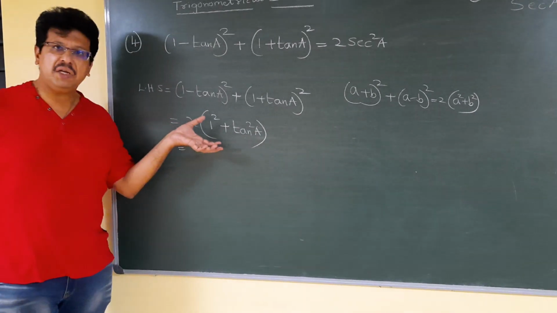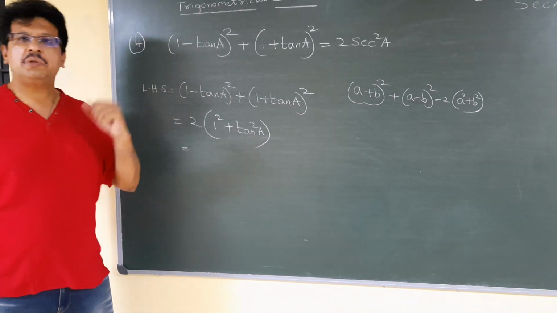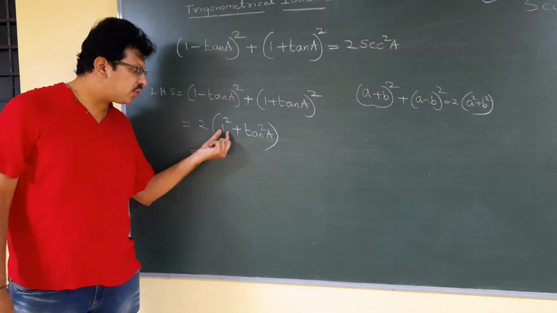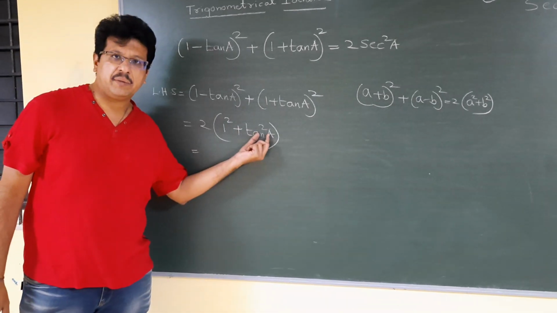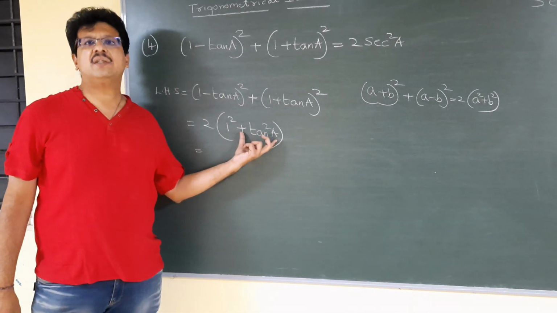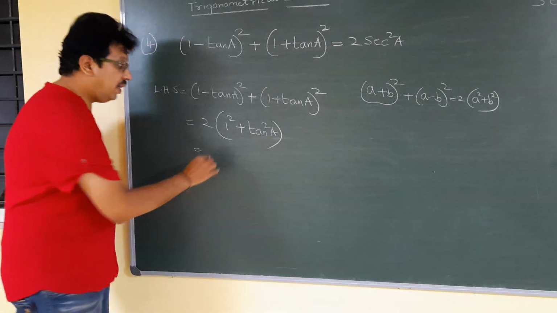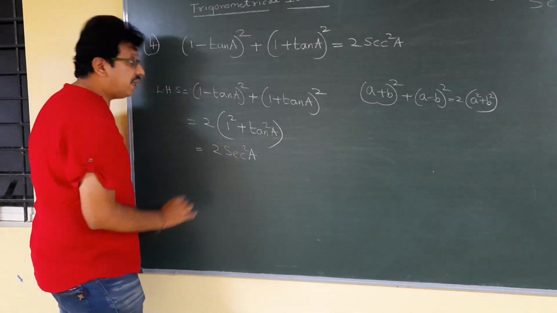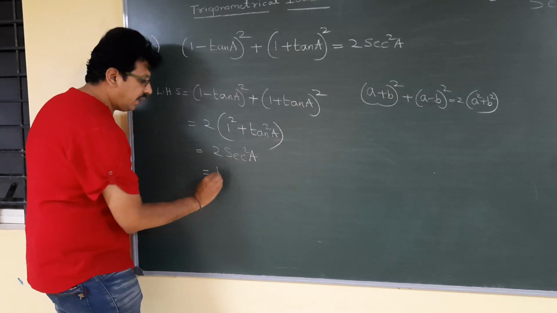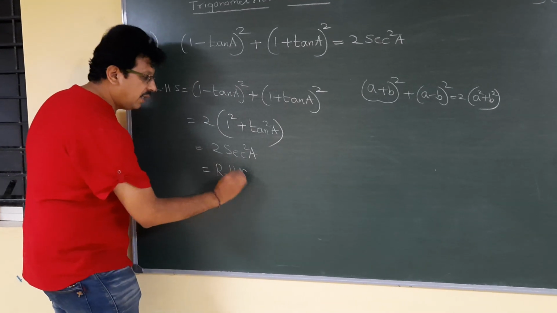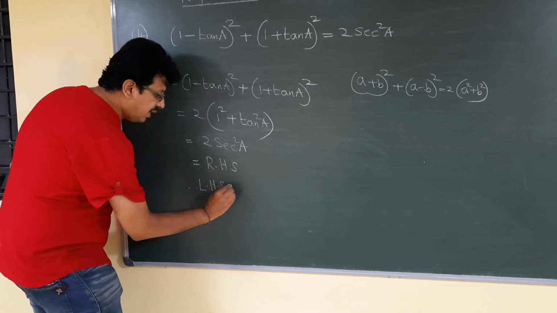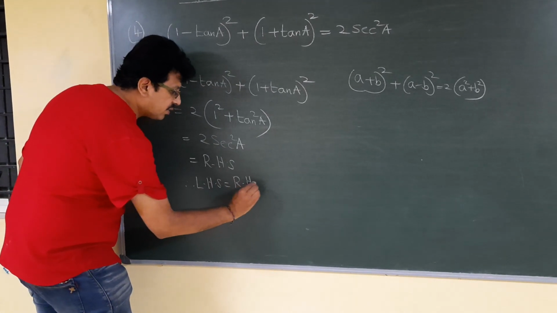So again we need to come back to the trigonometrical identity. 1 square is 1 only. 1 plus tan square a, 1 plus tan square a is secant square a, that you should know very well. 2 into secant square a. So that is nothing but RHS. You can see, therefore LHS is equal to RHS.